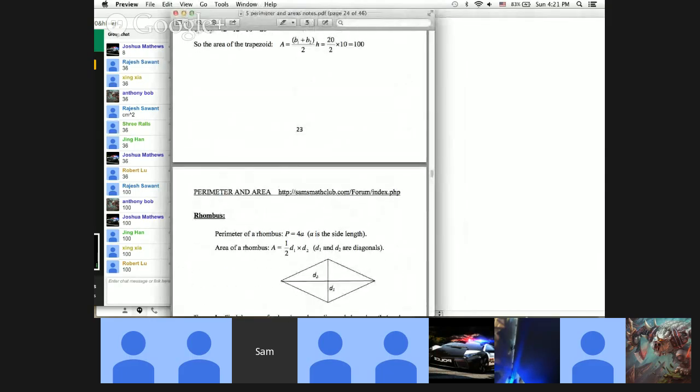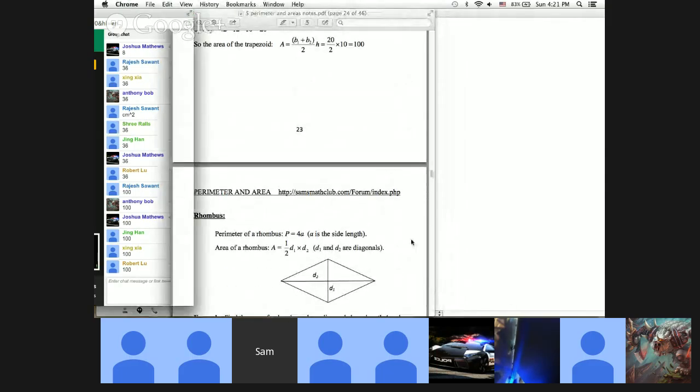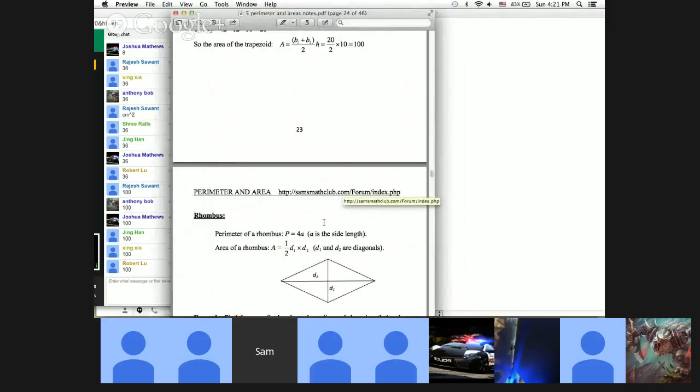So here's a figure that's not really talked about much, but it's still used. It's called a rhombus. It's basically a square, except the sides aren't at 90-degree angles to each other. So perimeter is going to be, since it's like a square, all the sides are going to be the same. So perimeter is 4a, a being one of the sides. And the area is basically the two diagonals multiplied together divided by 2. That's easy to memorize. Doesn't hurt to know that.